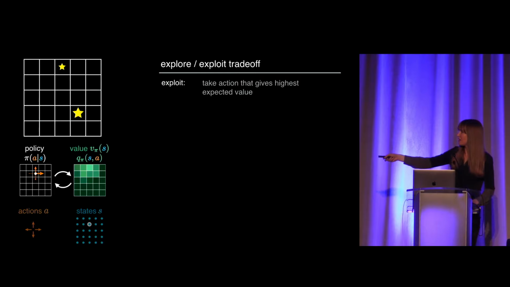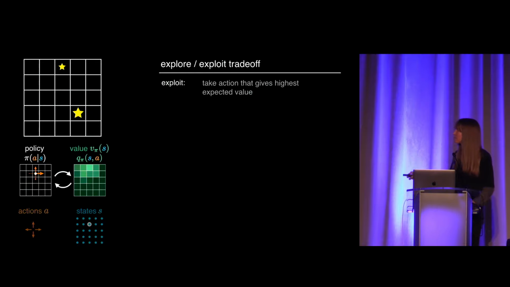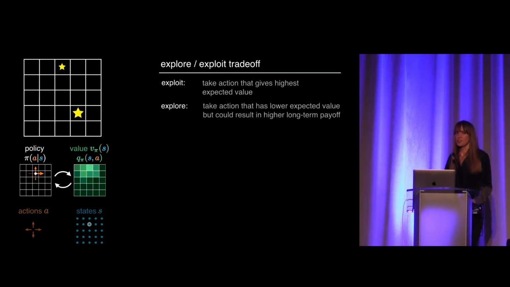So we maintain this value function. We think that this spot in the environment here is very good. And so we move to that spot. We exploit this knowledge. The downside of that is we could miss better options in our environment. We could miss the fact that this is actually a higher reward spot. This is a better spot.